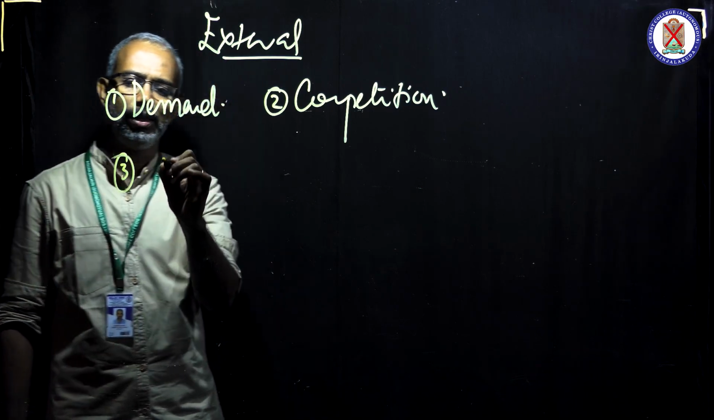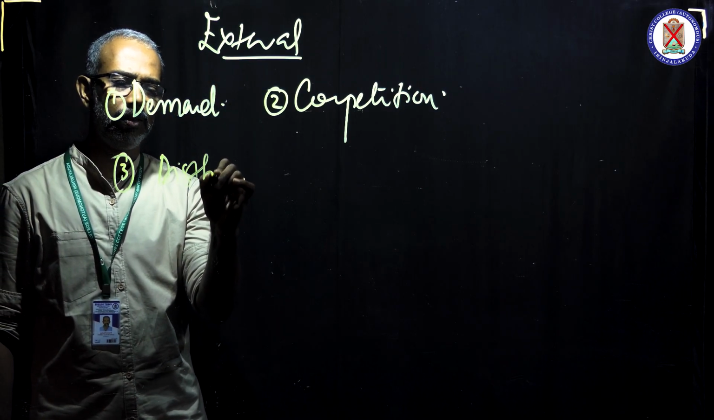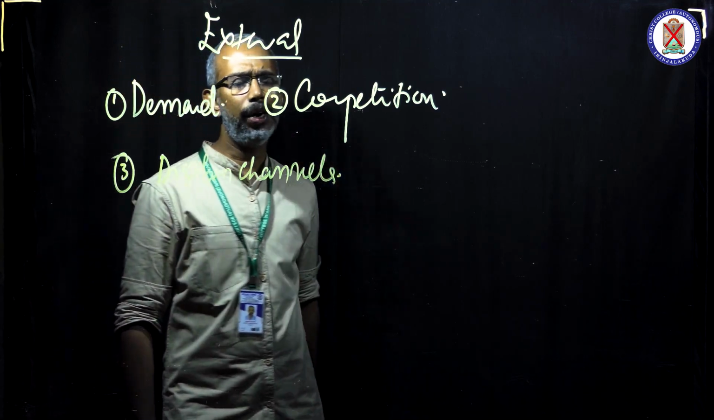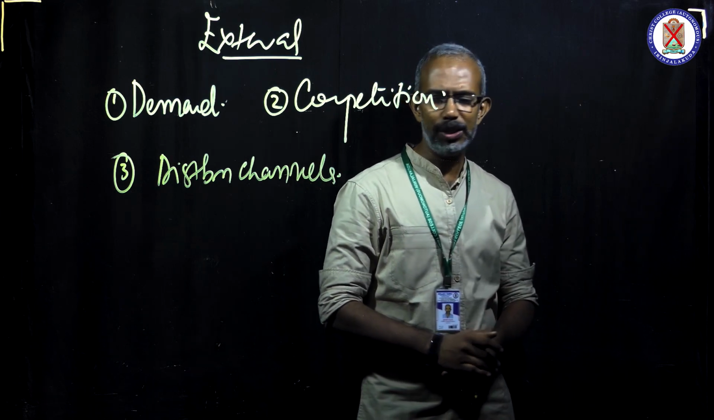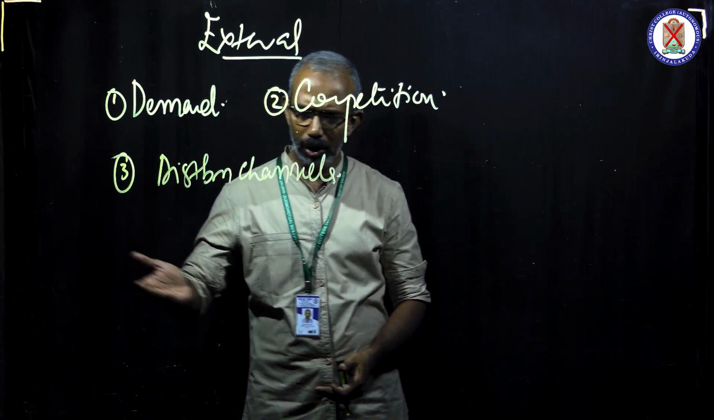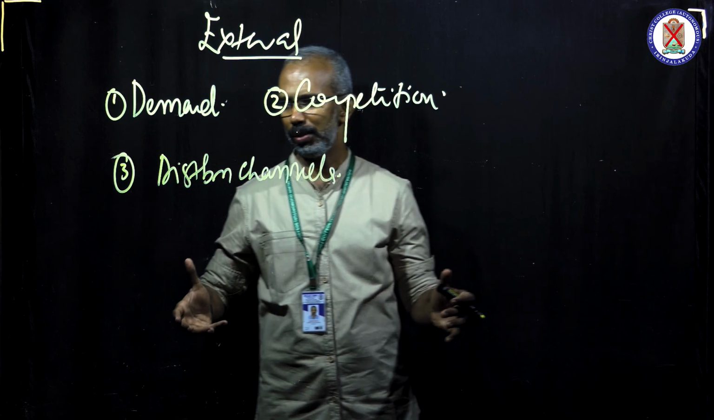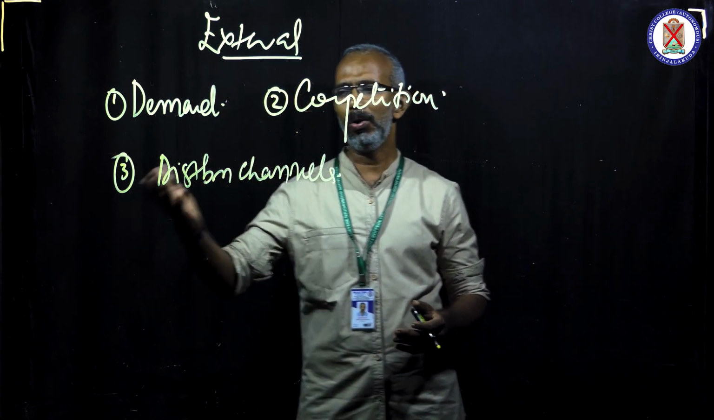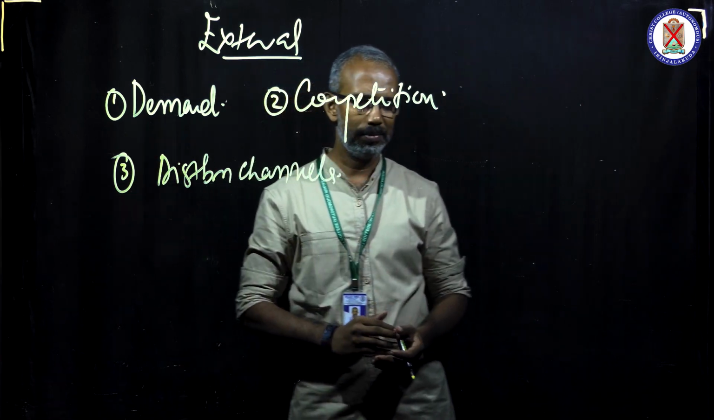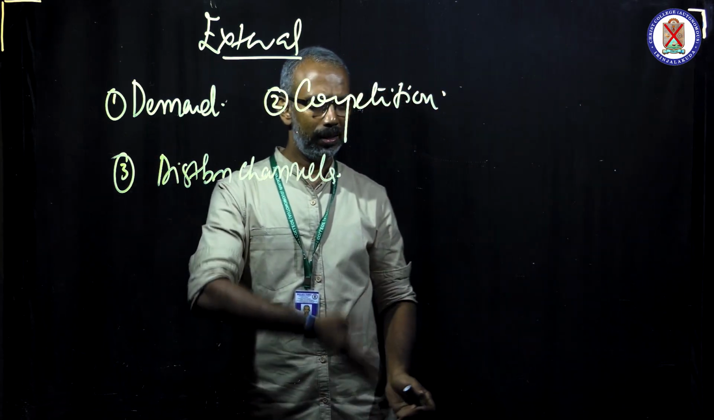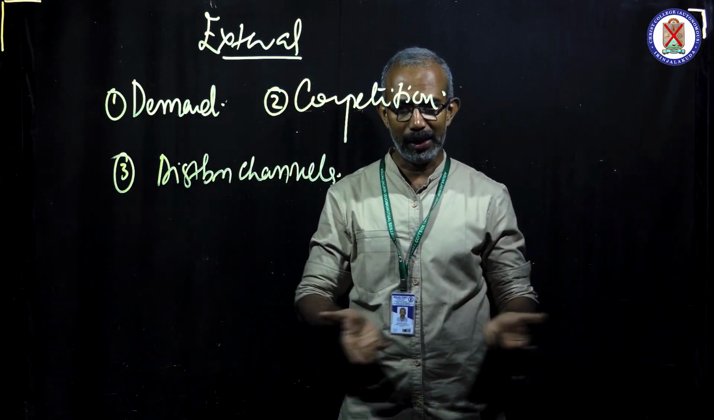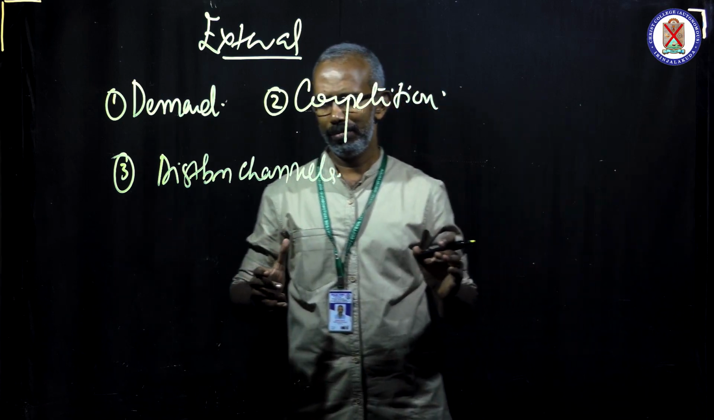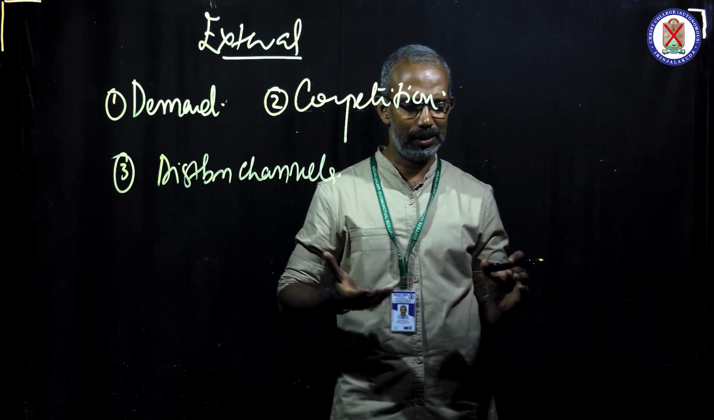Point 3 says distribution channels. Now, what do you mean by distribution channels? Distribution channels refers to the whole lot of middlemen who line up the route from the production point to the consumer's end. This can be wholesalers, retailers, C&F agents, commission agents, or delivery agents. All these middlemen will have a bearing on the price.